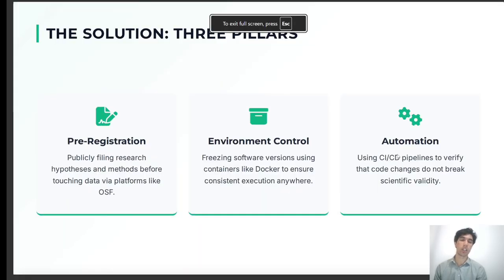The third is automation. We need to use continuous integration and continuous deployment pipelines to verify that code changes do not break the scientific study. So we need to have proper GitHub repositories and webhooks so that whenever we make changes to our code, these changes are deployed in real time, and we can test them and make sure that those code changes do not break the scientific study. So these are the solutions to the problems we were facing: the reproducibility, repeatability, and transparency problems.